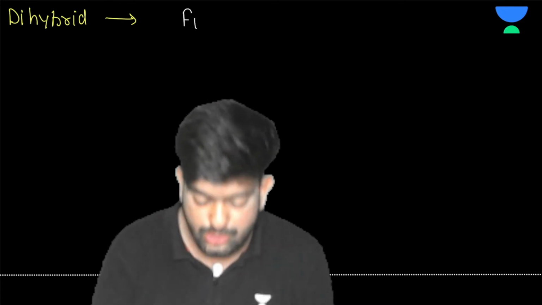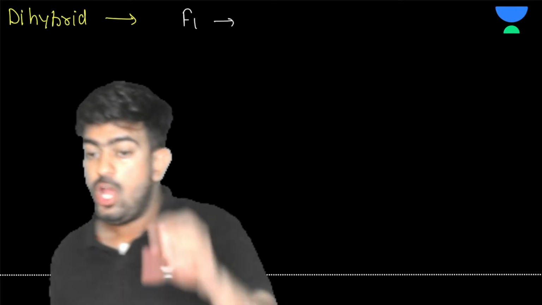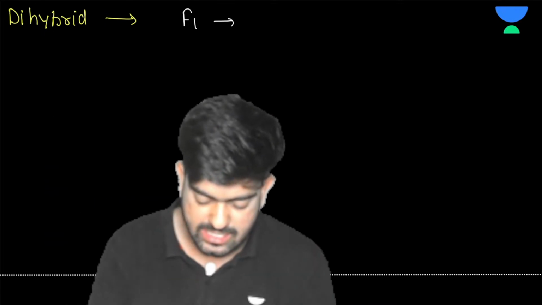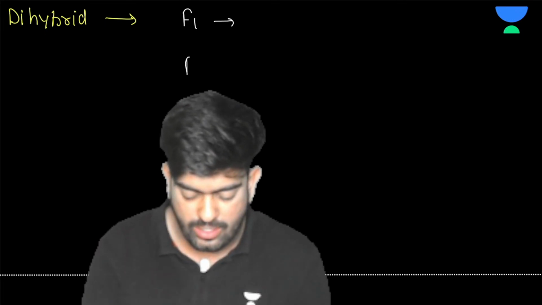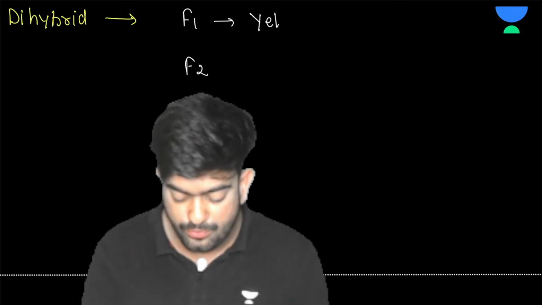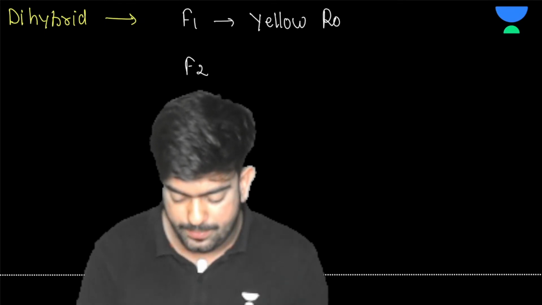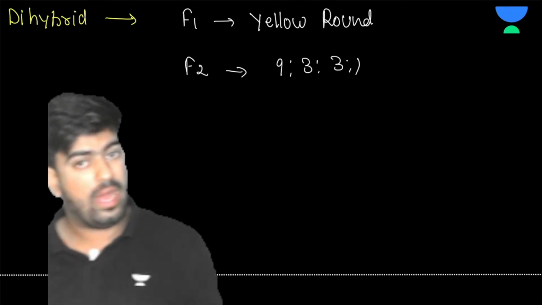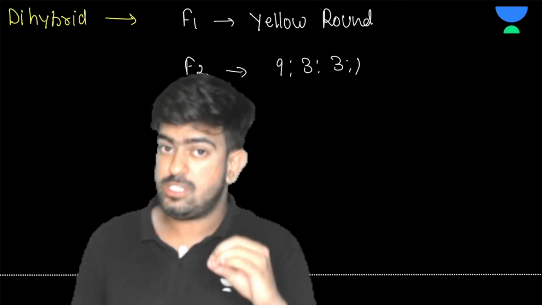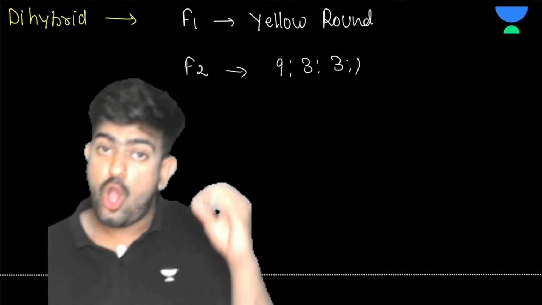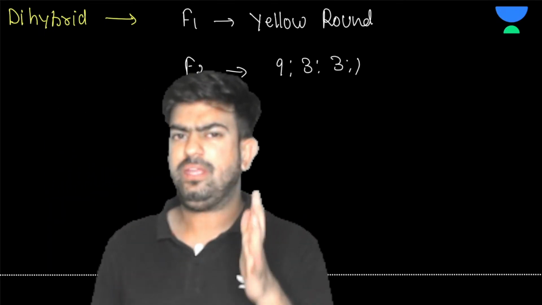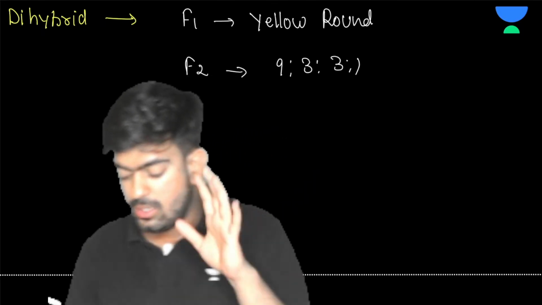Now, what was the F1 ratio? In F1, sir, we saw that all the plants had the dominant characters. What was that, sir? Yellow and round. Yes, that's correct. Now, in F2 generation, what did we have? We had the phenotypic ratio 9:3:3:1, and this was the phenotypic ratio in F2 generation of dihybrid cross, and 3:1 was the phenotypic ratio in monohybrid cross. This much is clear, sir.